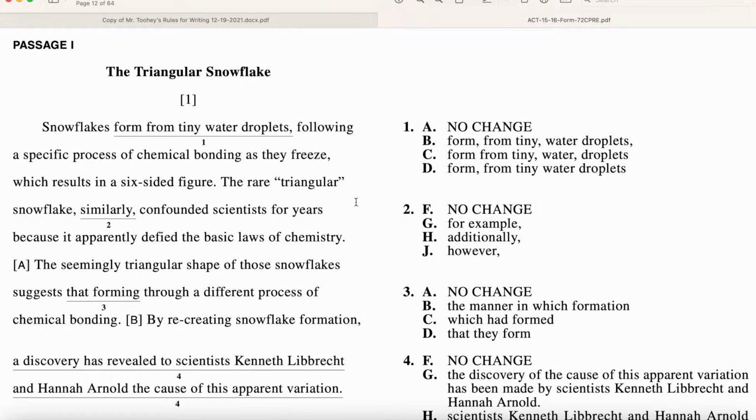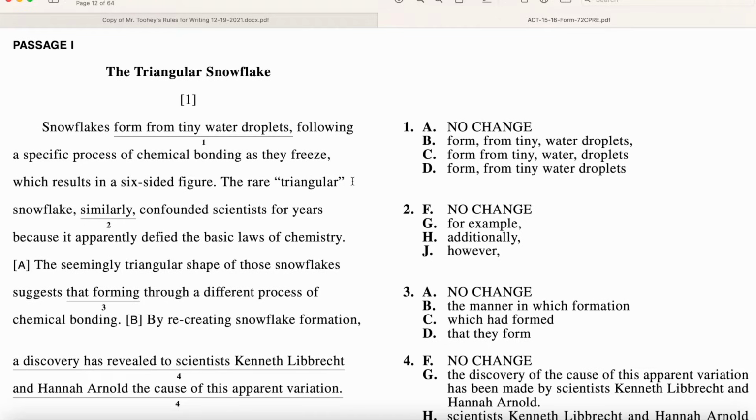What we really need to do, we need to read those two sentences. The sentence before, so really at the very beginning of the paragraph, and then we need to read the second sentence, the rare triangular snowflake, but read it without the transition word. Does that make some sense? Yes, sir. And we got to see what that relationship is. Go ahead and read those two sentences together. Snowflakes form from tiny water droplets following a specific process of chemical bonding as they freeze, which results in a six-sided figure. The rare triangular snowflake confounded scientists for years because it apparently defied the basic laws of chemistry.